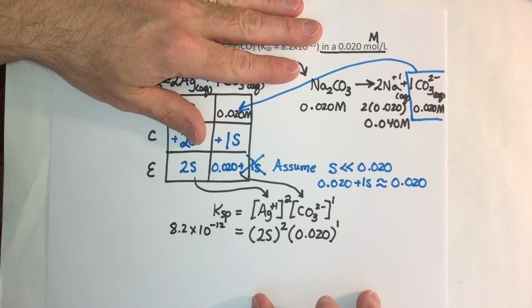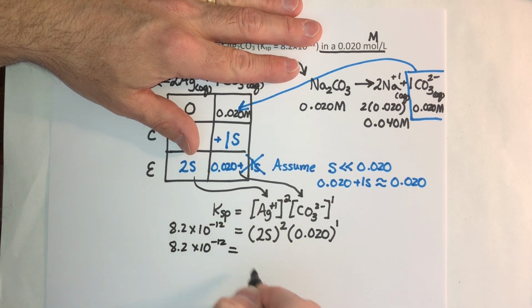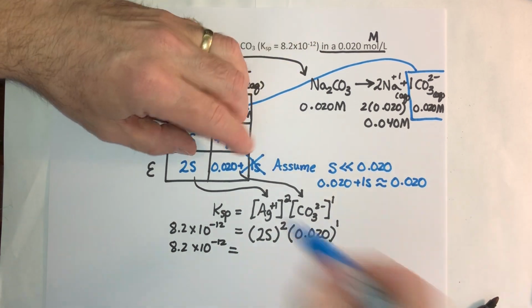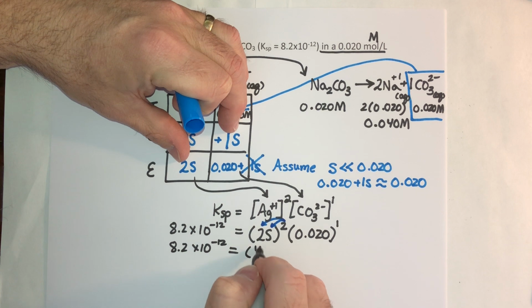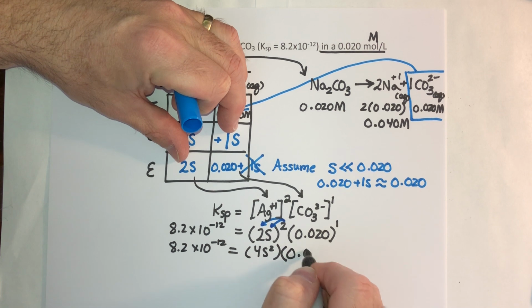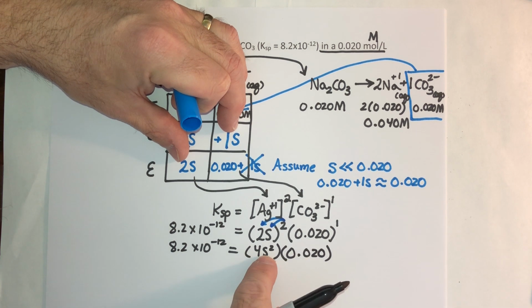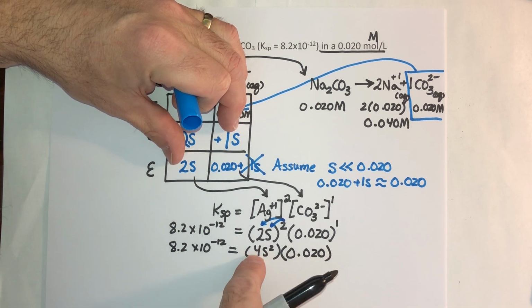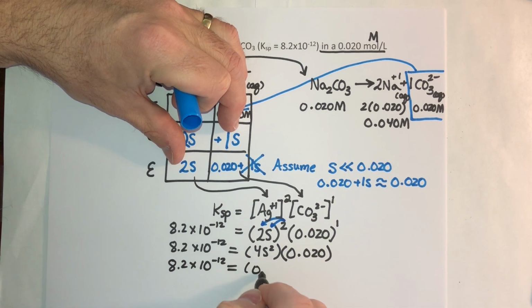From here to the end now, this is just a math problem. Okay, so let's keep our 8.2 times 10 to the minus 12. If you have 2S squared, that means the squared belongs to both the 2 and the S. So that will give me 4S squared. And if you take anything and raise it to the power of 1, it doesn't change. So 0.020. Now I'm going to combine these two terms. If you've got 4S squared times 0.02, the 0.02 and the 4 will multiply. So that'll give me 8.2 times 10 to the minus 12 equals 4 times 0.02, that's 0.080 times S squared.